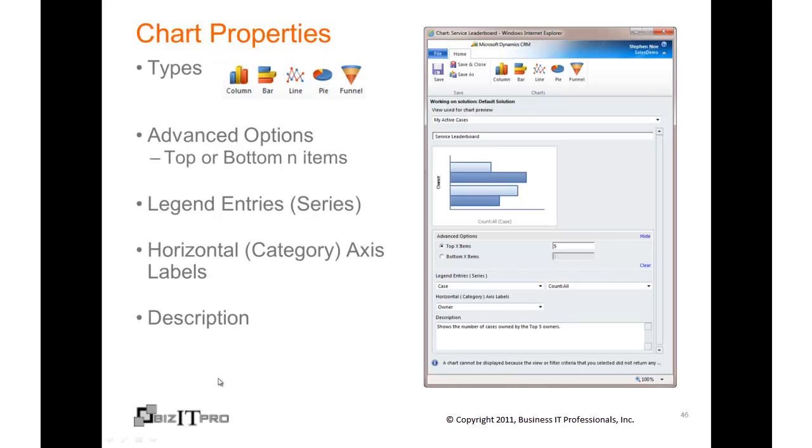Chart properties. Under types, you can have column, bar, line, pie, and funnel charts. If you look down the page on the right-hand side under Advanced Options, you can also choose to do a chart that includes the bottom X or the top X number of items. You also have to define the legend or the series. In this particular case, we want them to count all cases, and on the horizontal category axis, by owner. So this would show the number of cases owned by the top 5 owners, and that's the description field.